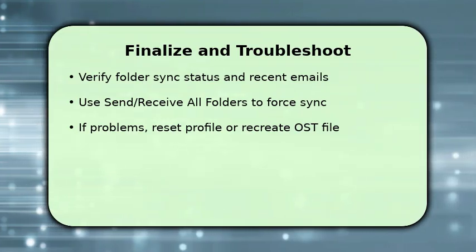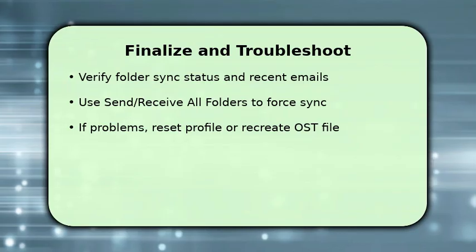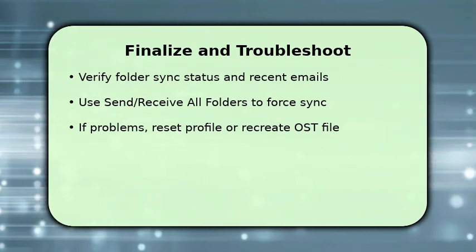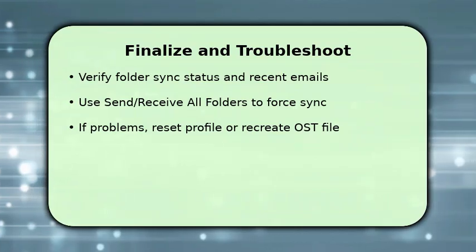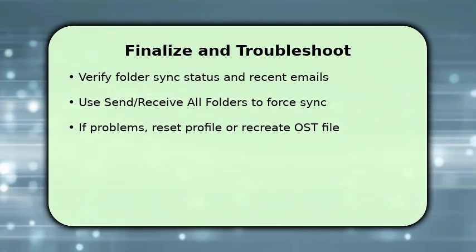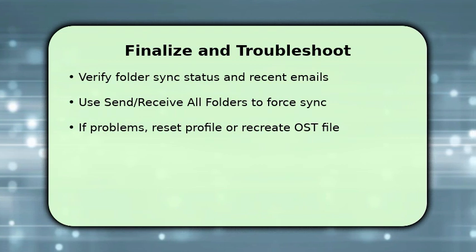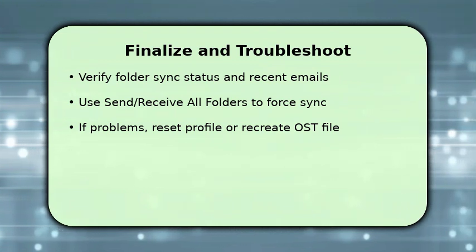If you encounter missing mail or sync errors, clear the offline cache. Close Outlook, rename or delete the OST file, then restart to recreate it. If that fails, create a new Outlook profile to rule out profile corruption. This almost always resolves stubborn offline problems.